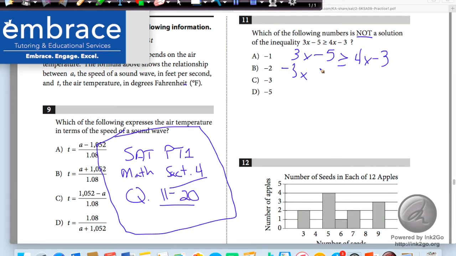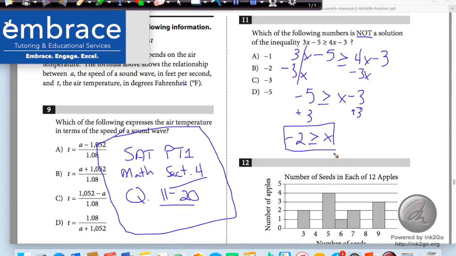I'm going to subtract my 3x from both sides. This will end up canceling my 3x. I then have negative 5 is greater than or equal to x minus 3. I'm then going to add 3 on both sides here. What I end up getting is negative 2 is greater than or equal to x. So this is what my inequality works out to. So I'm going to look back up at my answer choices, and I want to figure out which of these answer choices does not fit within my inequality. And A is your best possible answer.